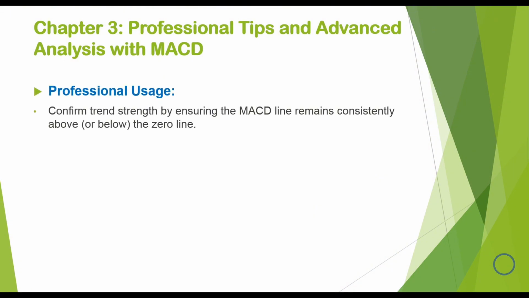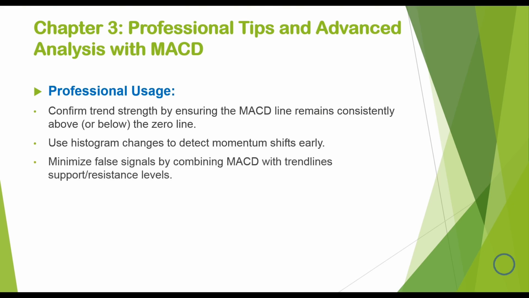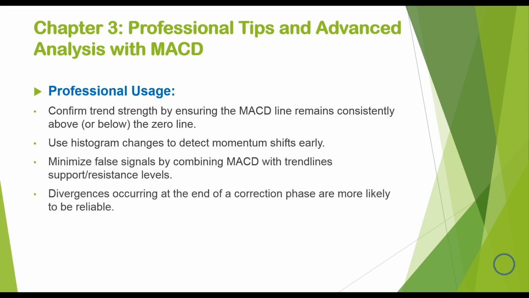Confirm trend strength by ensuring the MACD line remains consistently above or below the zero line. Use histogram changes to detect momentum shifts early. Minimize false signals by combining MACD with trend lines, support or resistance levels. Divergences occurring at the end of a correction phase are more likely to be reliable.